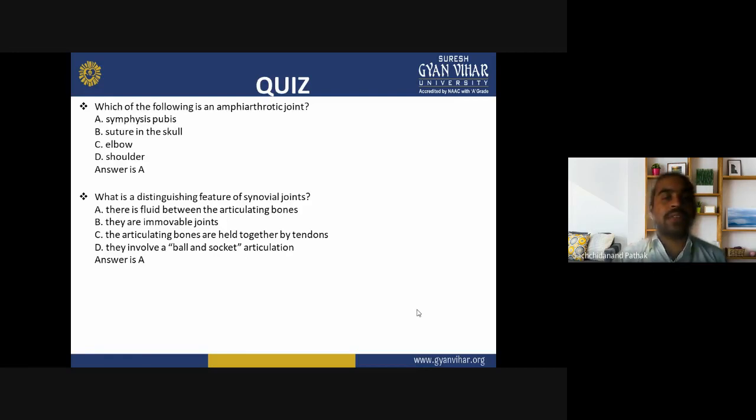What is a distinguishing feature of synovial joints? There is fluid between the articulating bones. You can say they are immovable joints. The articulating bones are held together by tendons. They involve a ball and socket articulation. So we know the synovial joints have fluid between the articulating bones. So yes, answer A is correct.